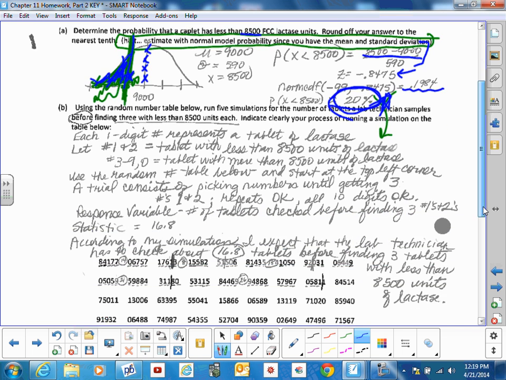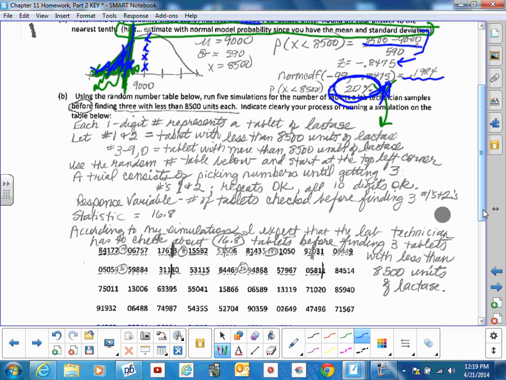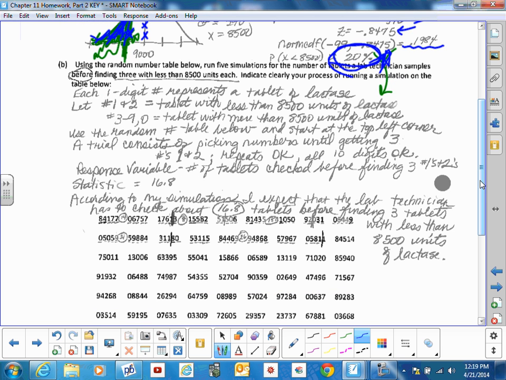Then, based on that 20%, you're asked to run the simulation. Each one-digit number represents a tablet. Because of this 20%, I let the numbers 1 and 2 represent a bad tablet, and the rest are okay. Use the random number table. Start at the top left corner, the second one or the one down below.